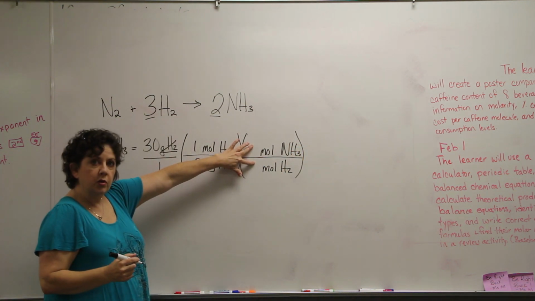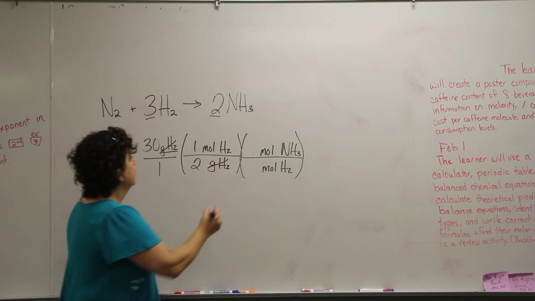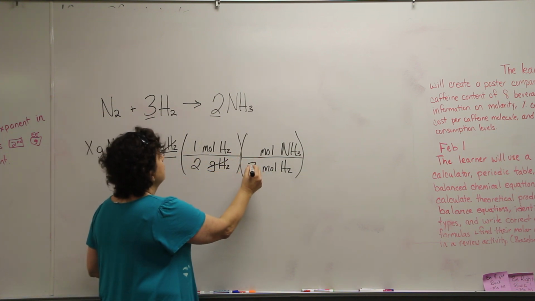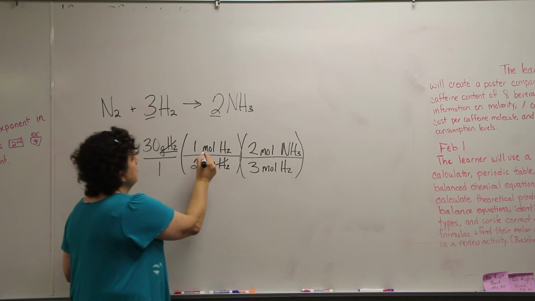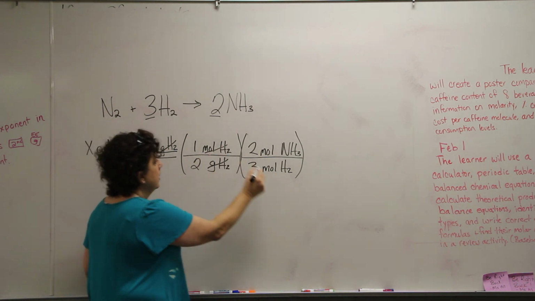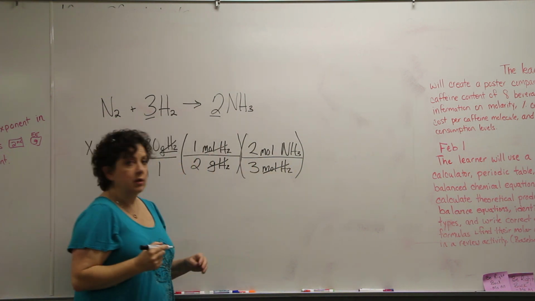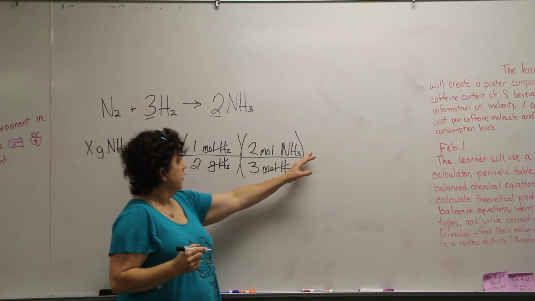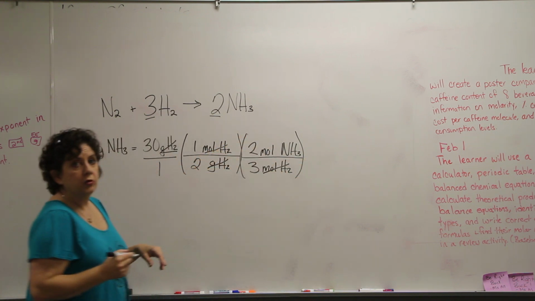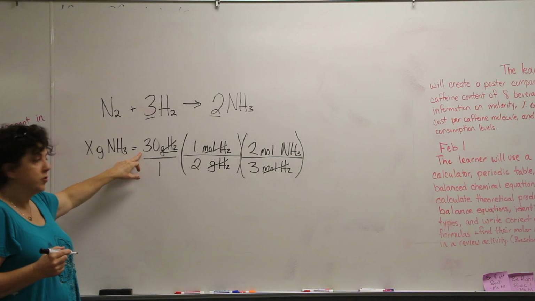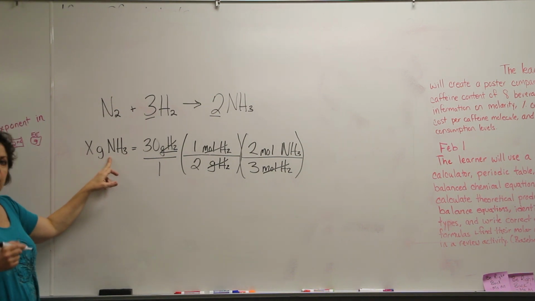Here we're going to use those coefficients. So my coefficient on hydrogen is a 3. My coefficient on ammonia is a 2. My moles of hydrogen in the numerator cancel out with my moles of hydrogen in the denominator. If I were to stop right here, I would have answered the question, how many moles of ammonia could I make with 30 grams of hydrogen? I want to know how many grams I can make, so there's one more step.